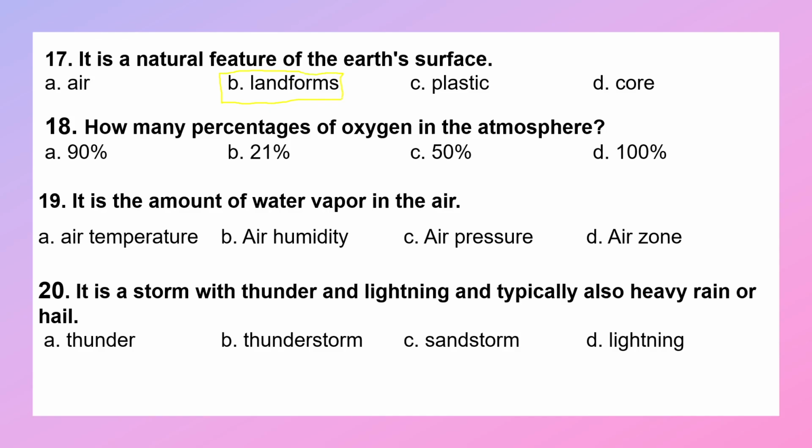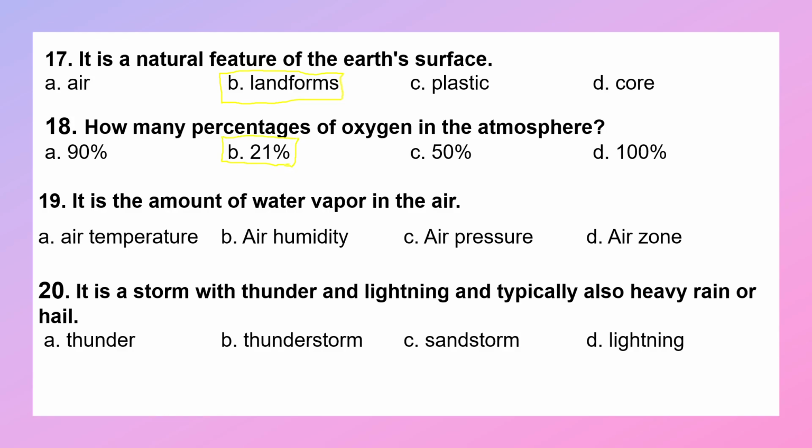Okay. Next, number 18. How many percentage of oxygen in the atmosphere? A, 90. B, 21. C, 50. D, 100%. It's letter B, 21%.